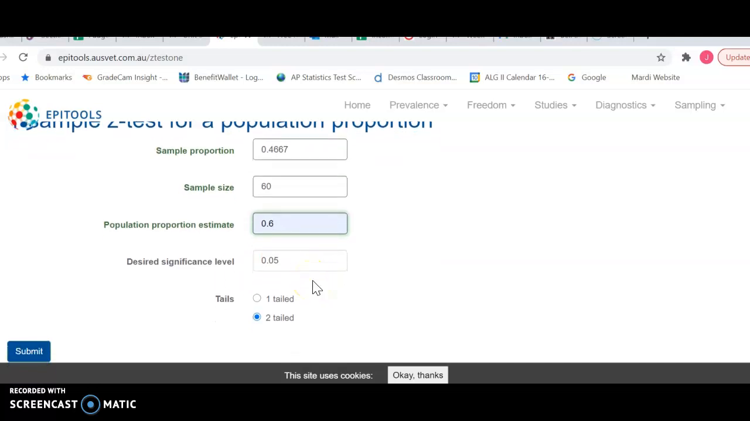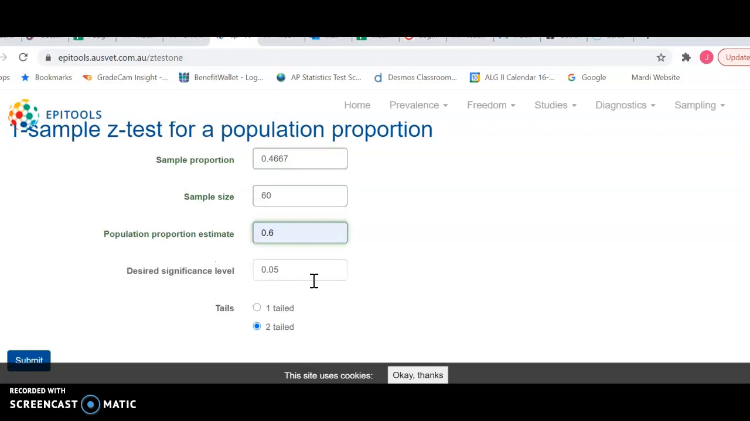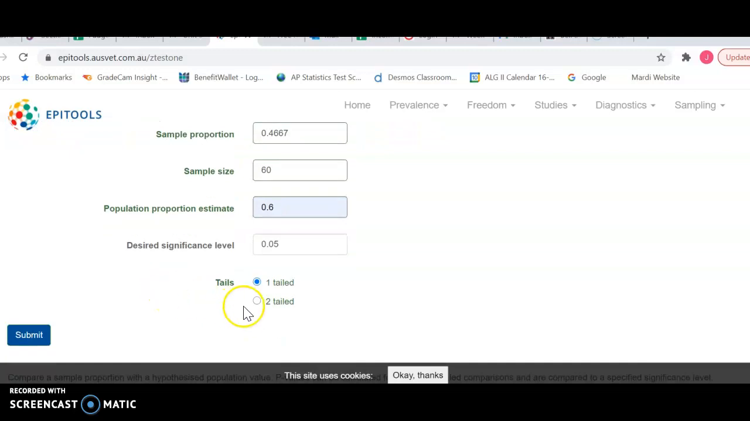Now, some important things. There are a couple different types of alternative hypotheses: less than, greater than, or not equal to. If you have less than or greater than, you're going to do a one-tailed test. If you have not equal to, you're going to do a two-tailed test. It's going to double that p-value. We are checking a less than. P is less than 0.6 for our alternative hypothesis. So I want a one-tail. I'm going to hit submit.